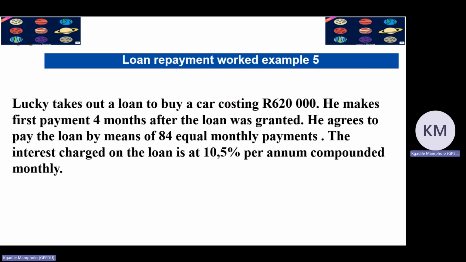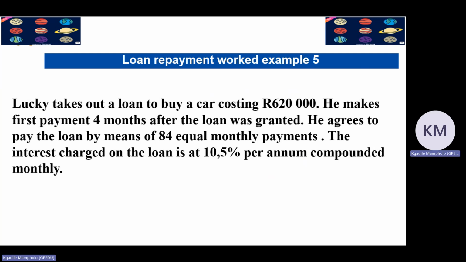Lucky takes out a loan to buy a car costing 620,000. He makes his first payment 4 months after the loan was granted. He agrees to pay the loan by means of 84 equal payments. The interest charged on the loan is 10.5% per annum compounded monthly, just like the one that we have just done.